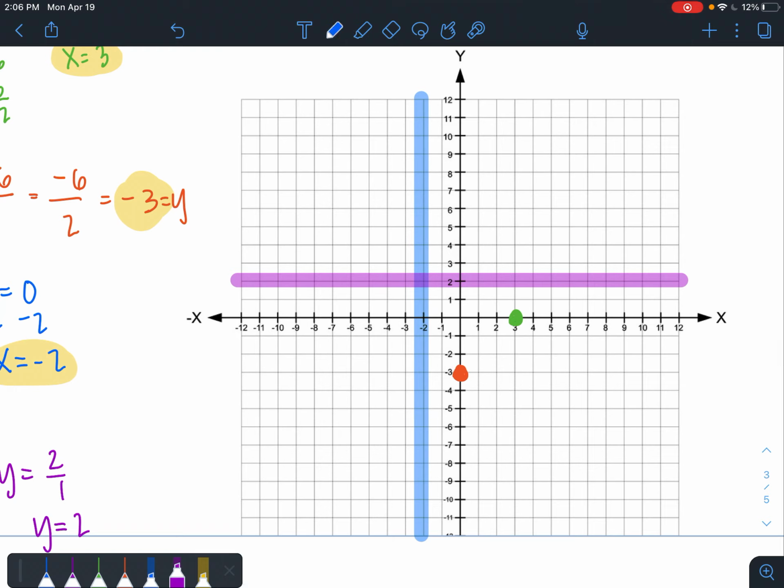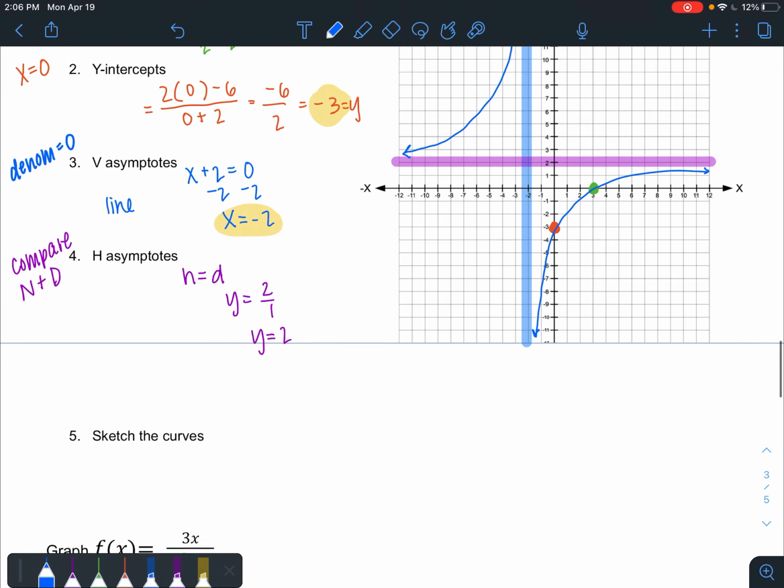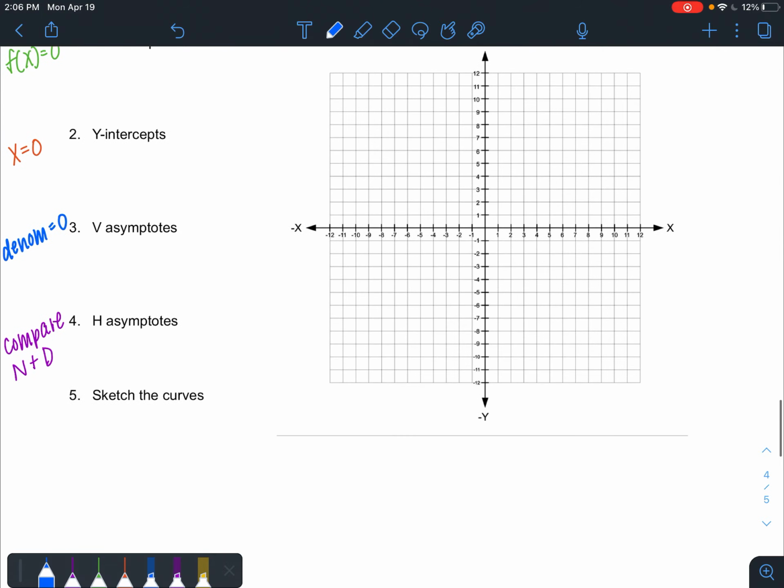Okay, so then we can go ahead and graph this. It's going to approach that, go through these 2 points, and then it'll be the opposite on the other side, like so. So there's the graph of that function.